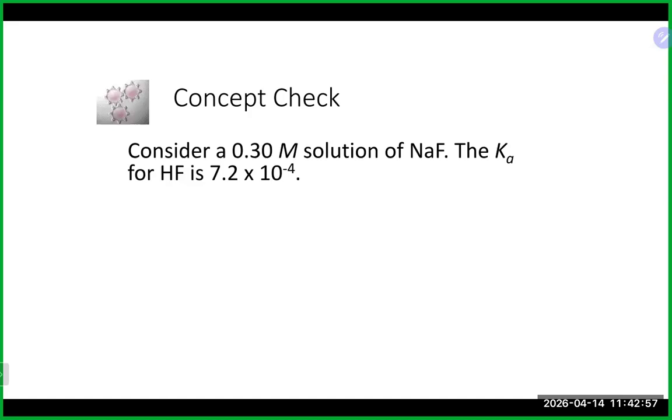Consider 0.3 molar sodium fluoride. The Ka for HF is 7.2 times 10 to the minus 4. What is the pH? So you do need an ICE table. Okay, let's take a look. Again, we're given a salt here, so we want to analyze both parts of the salt and see if we've got anything that's going to go through hydrolysis.